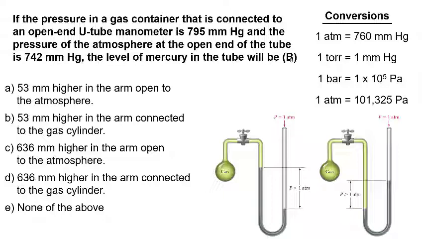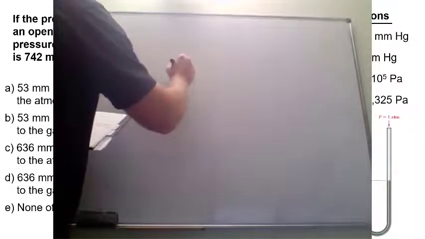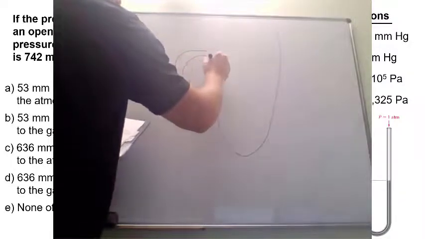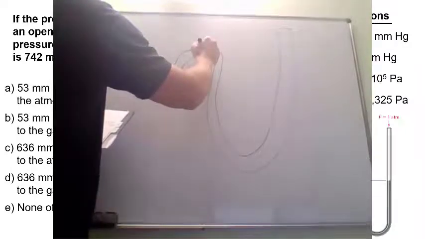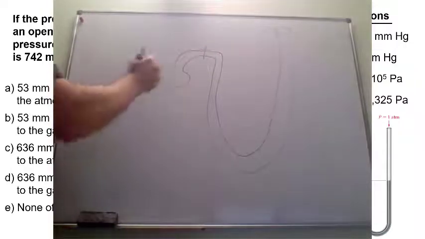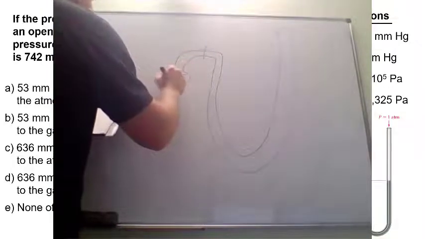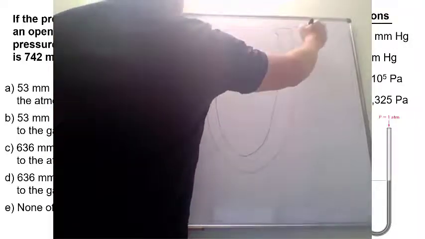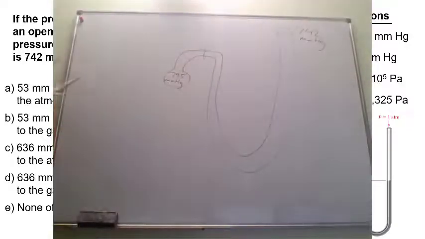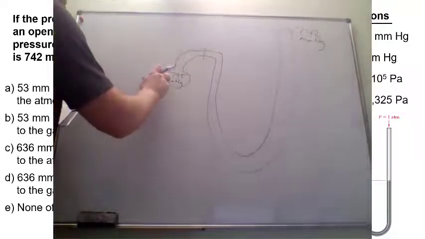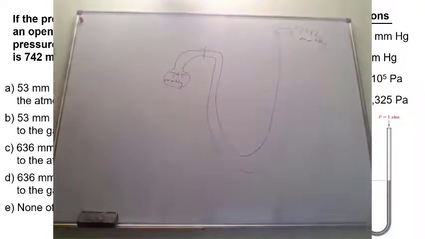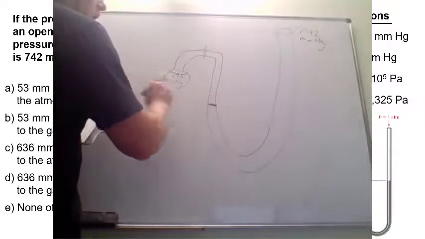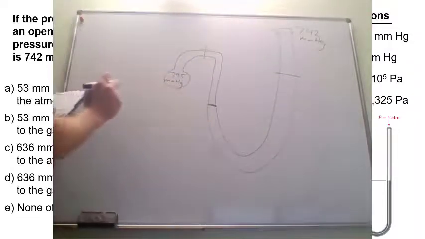Okay, let's take a look. So if we're taking a look at our setup here, we have our bulb hooking up to our manometer, open at the top, and have our stopcock there in the middle. We know that we have 795 millimeters of mercury in our bulb, and we know our atmospheric pressure is 742 millimeters of mercury. So since we see that this 795 is higher pressure than our external pressure, or atmospheric pressure, we know that the mercury level is going to be lower on the bulb side than it is going to be on the open side.